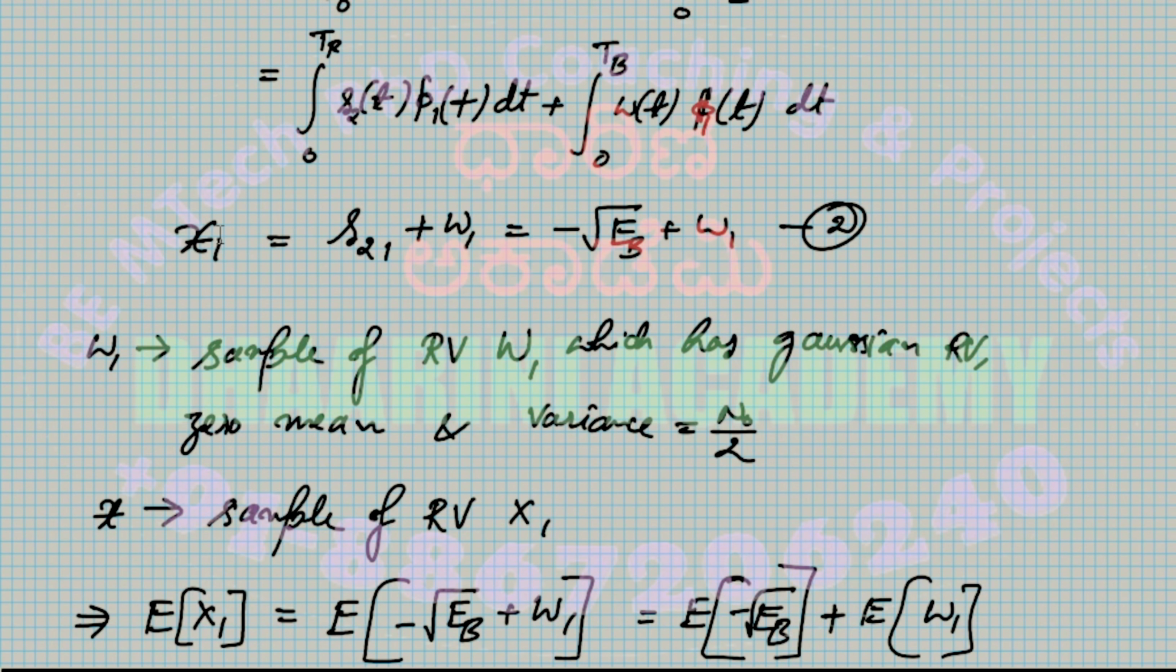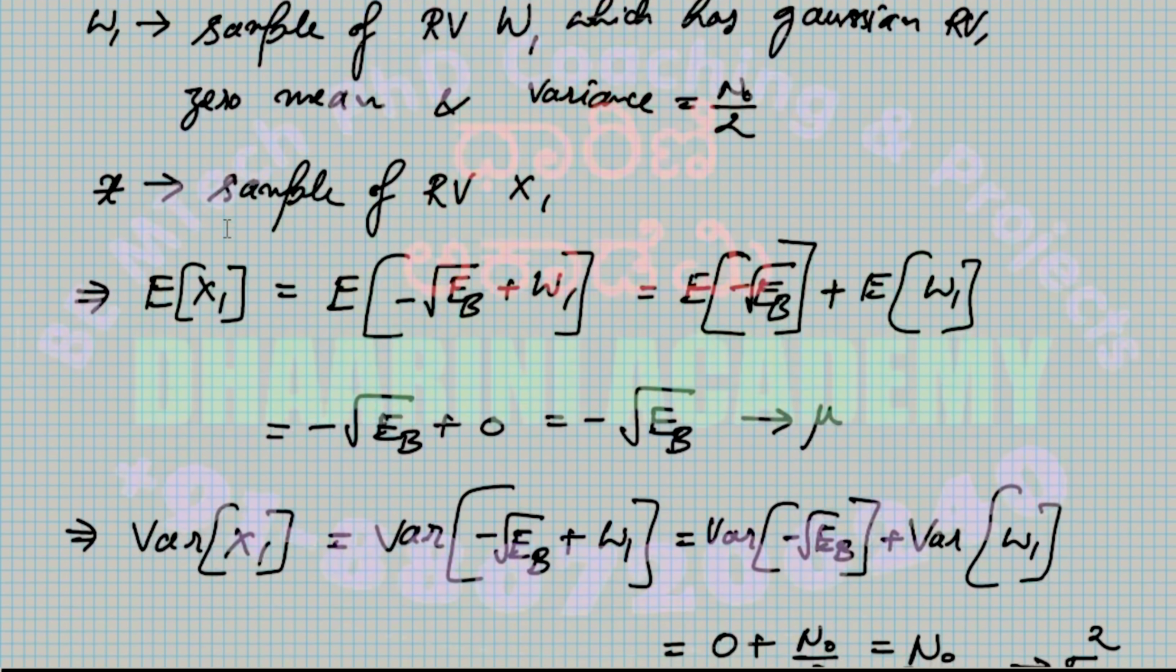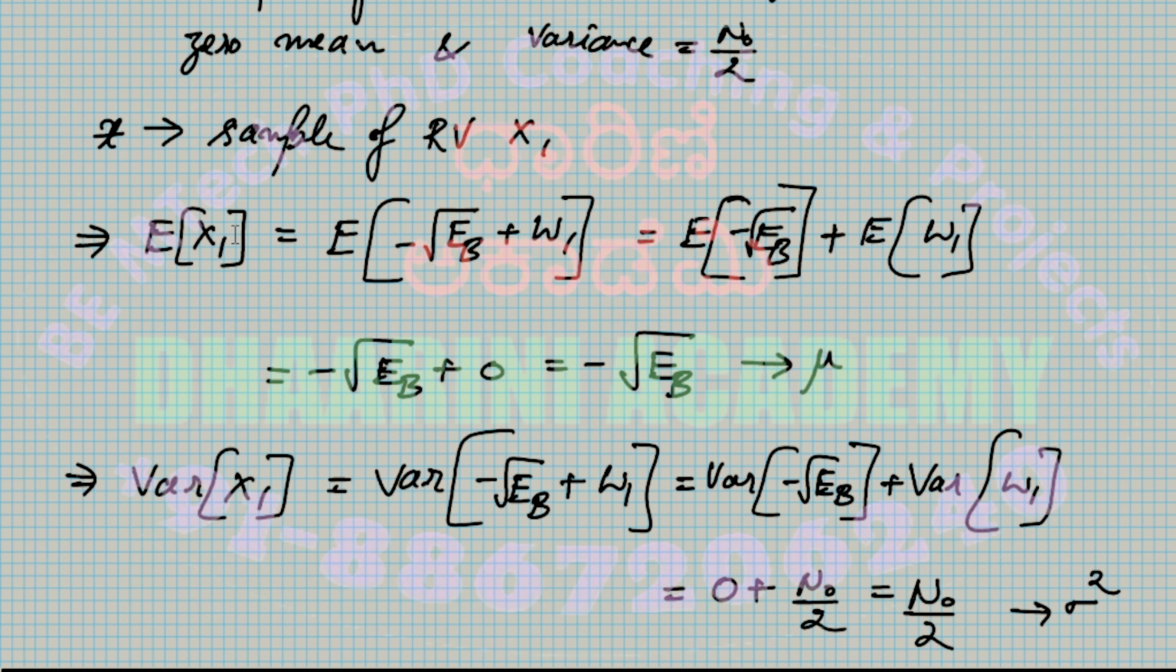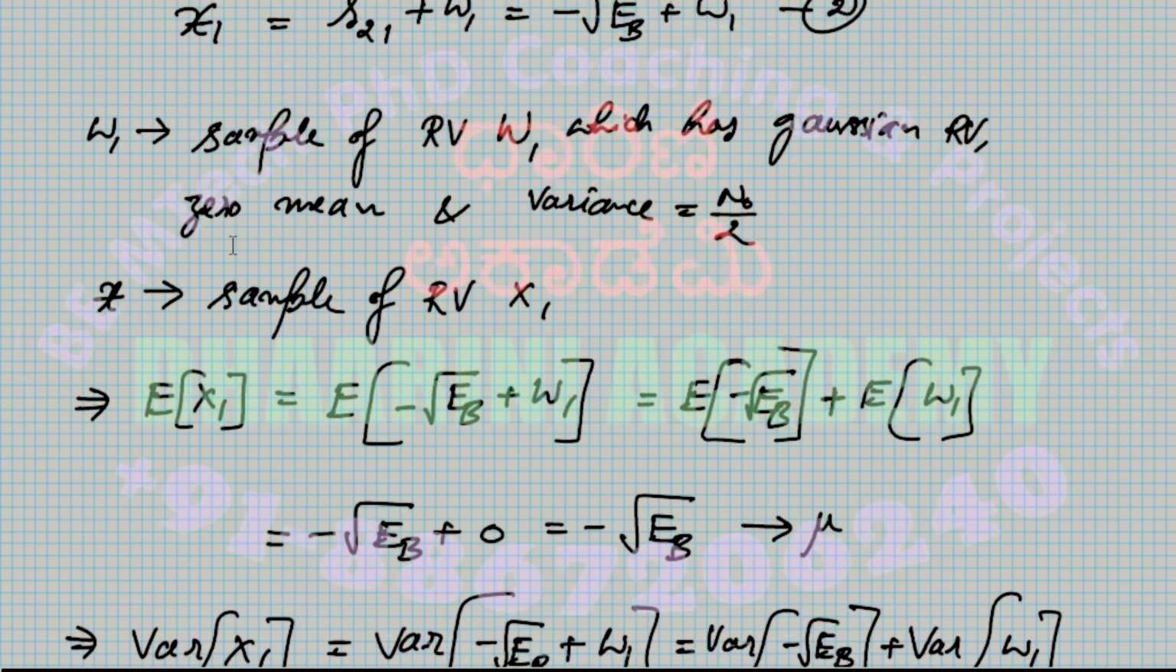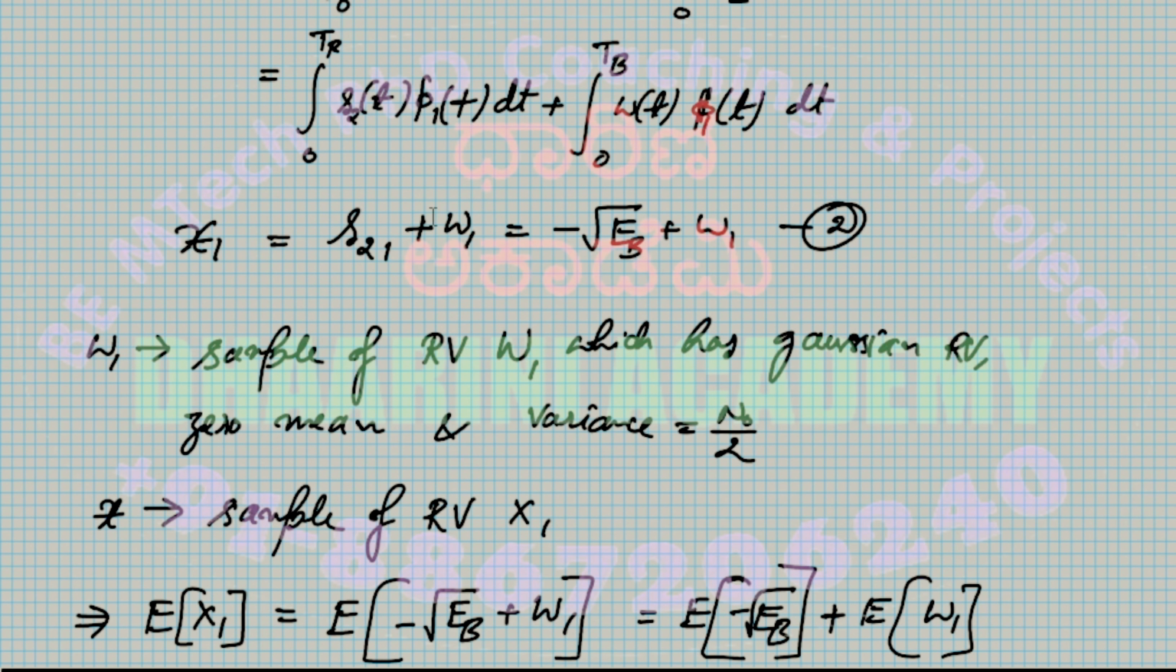So whenever you have a received sample, you can directly calculate its expected value, the mean, and the variance. W1 is a noise, right? W is also a function. W is multiplied with phi and integrated, and you get another answer. So my received signal, equation 2 says, my received symbol x1 has a component coming from the sent sample, that is S21, and it also has another component that is coming from the noise.